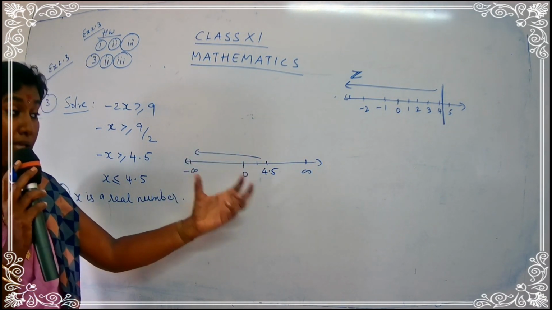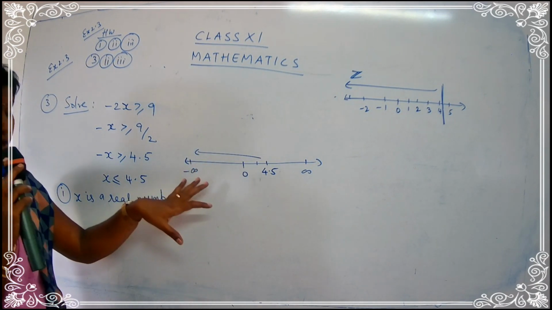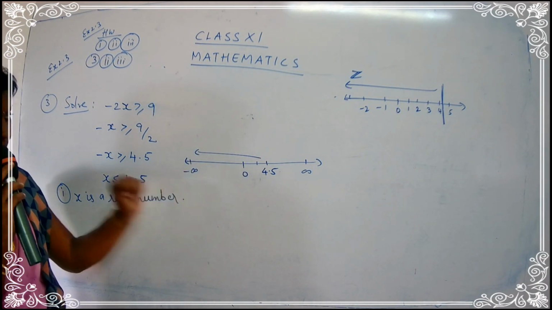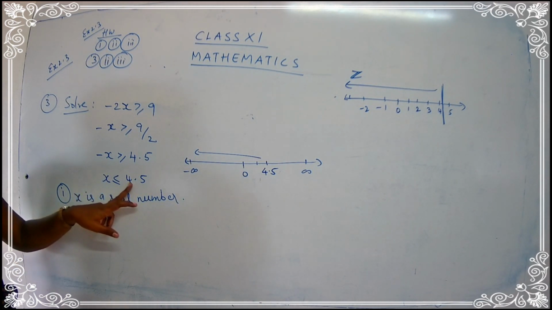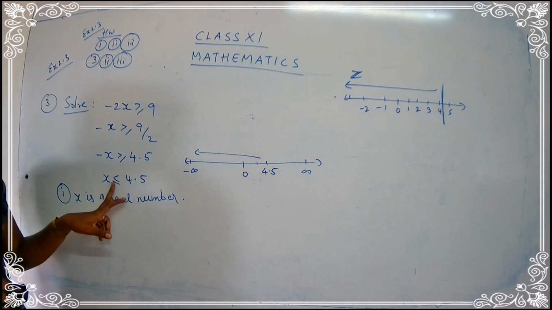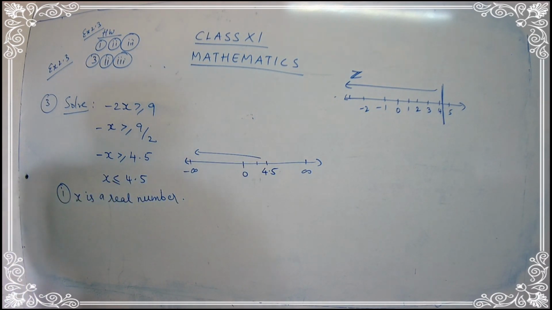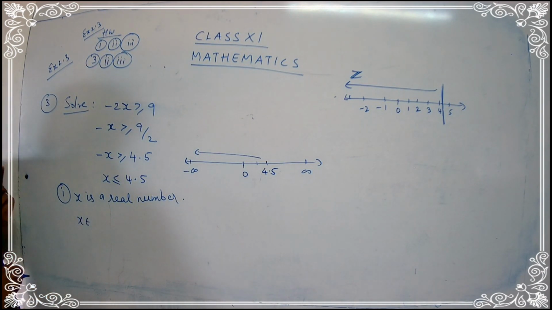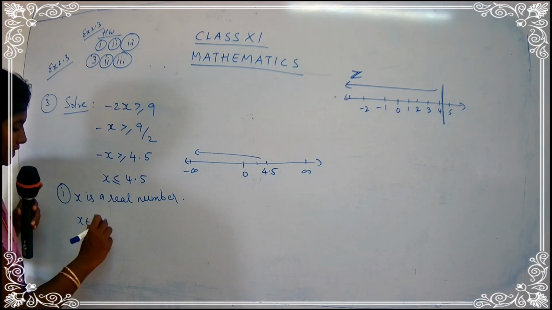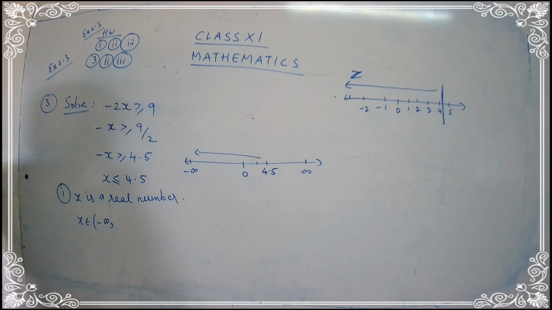Everything will be covered under the real numbers, so you can start from minus infinity itself. Now here, is the number 4.5 going to be included? Yes, because you have less than or equal to. So what will be the value here? X belonging to minus infinity. I have told you, right? Minus infinity using an open interval.